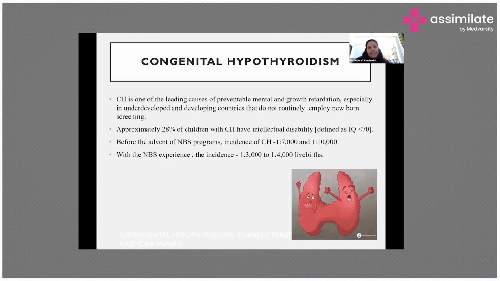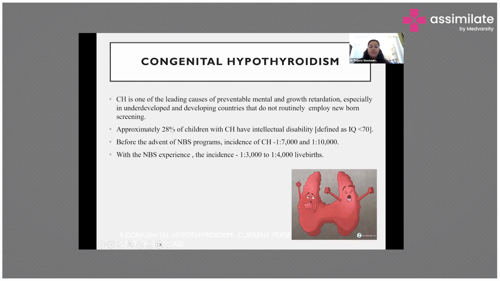So coming to a bit about congenital hypothyroidism, it is one of the leading causes of preventable mental and growth retardation, especially in underdeveloped and developing countries like India, where only recently we have been doing routine newborn screening, and that also is going on only in the metro cities. In a few tier 2, tier 3 cities, they are not incorporating newborn screening as of yet. So it is very important that people get knowledge regarding newborn screening, because it is the most preventable cause of mental retardation.